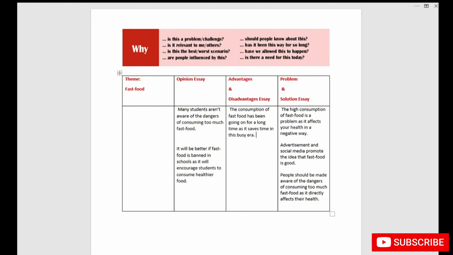In other words, it's an introduction part and you are kind of talking about the advantages. So you are saying fast food saves time, so people allow it, and it has become part of society because it saves time. This also answers the question, why have we allowed this to happen? So yeah, when you are talking about the advantages part. Now in this part of the video we talked about the why part, and in our next video we are going to be talking about the where part.